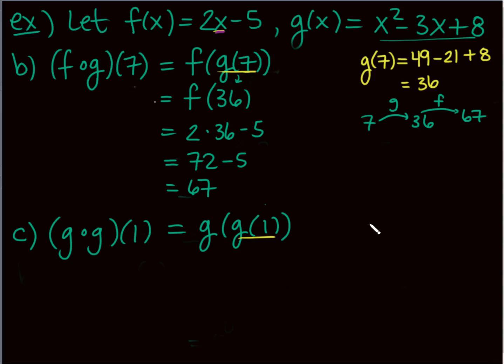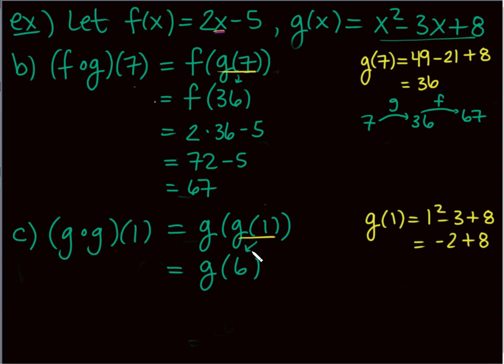Let's just start from the inside. What is g of 1? That would be 1 squared minus 3 plus 8. I can do that. That's negative 2 plus 8, which is 6. Look at that, I'm good. So this is g of 6, and now we just want to figure out what is g of 6. I can do that right here. That would be 6 squared minus 3 times 6, which is 18, plus 8. So I think that's 26 altogether.